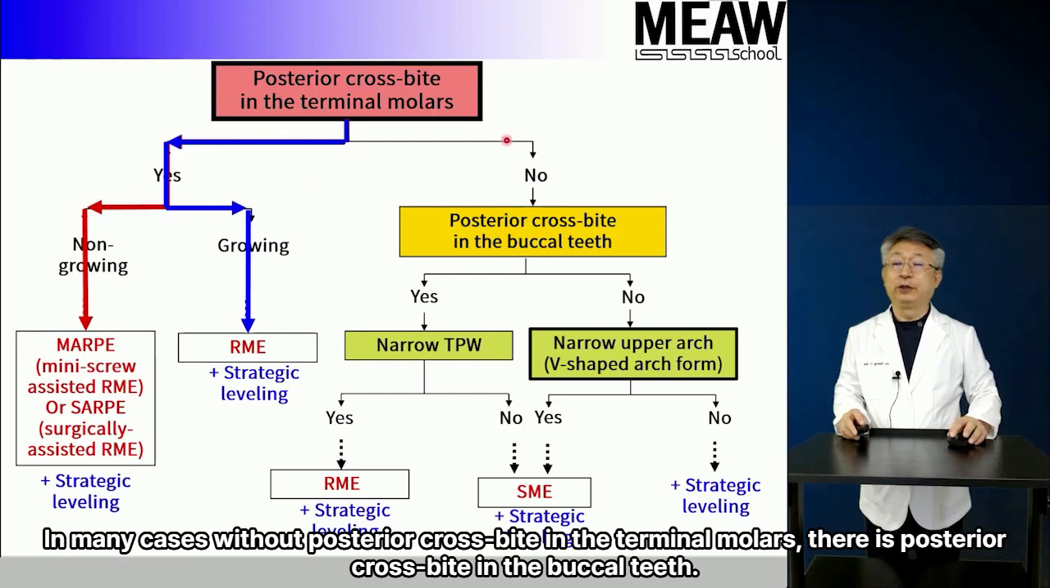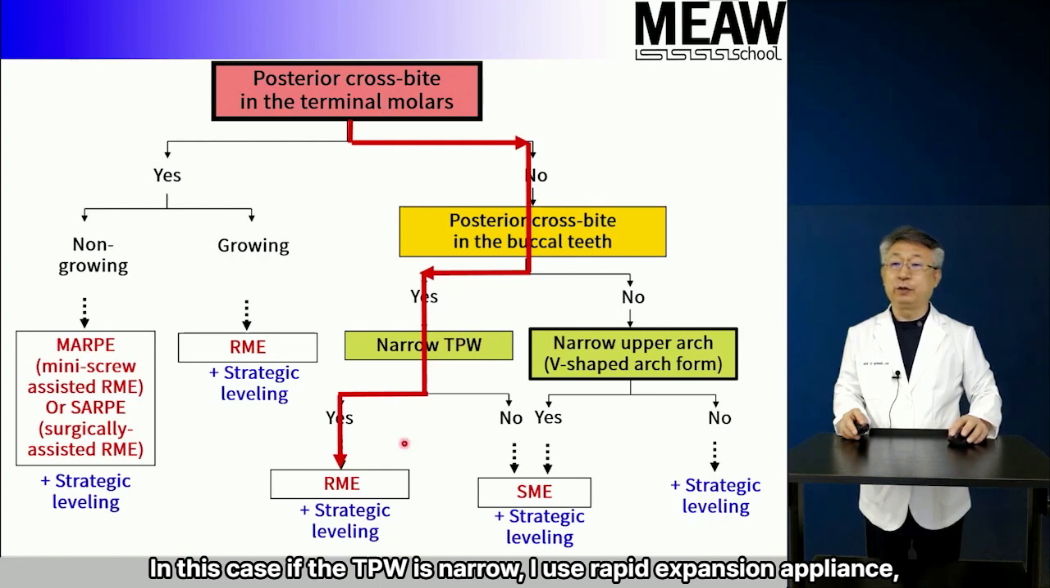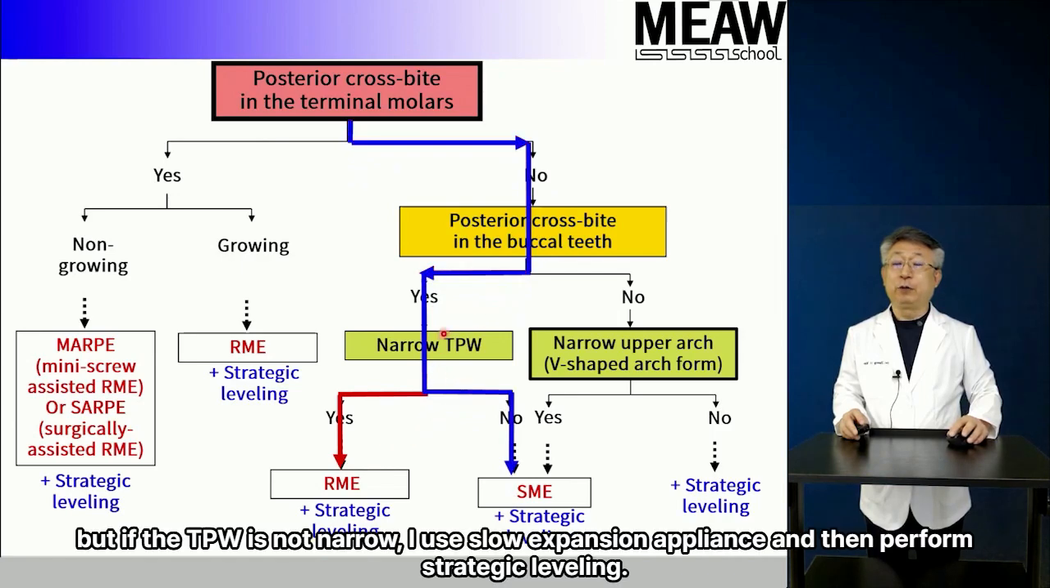In many cases without posterior crossbite in the terminal molars, there is posterior crossbite in the buccal teeth. In this case, if the TPW is narrow, I use rapid expansion appliance. But if the TPW is not narrow, I use slow expansion appliance and then perform strategic leveling.